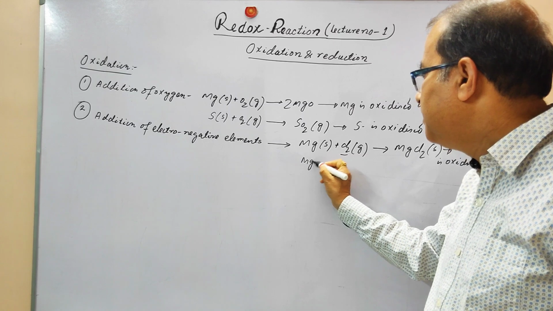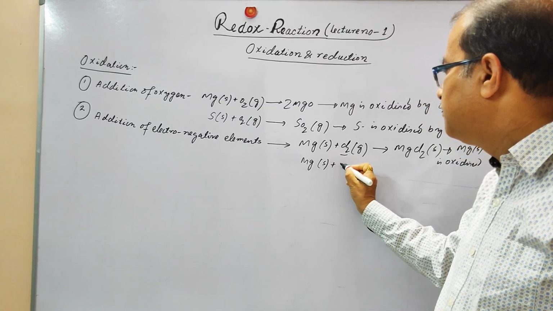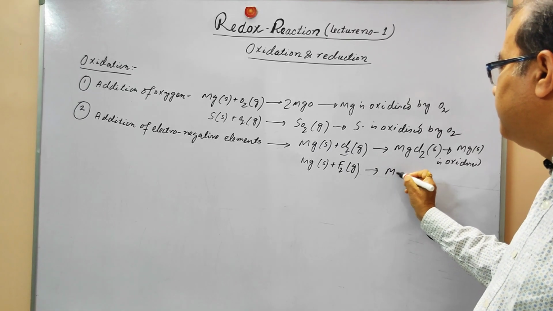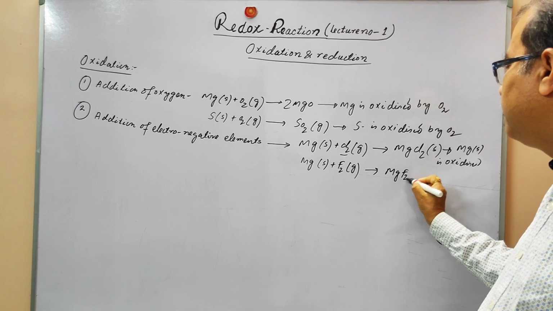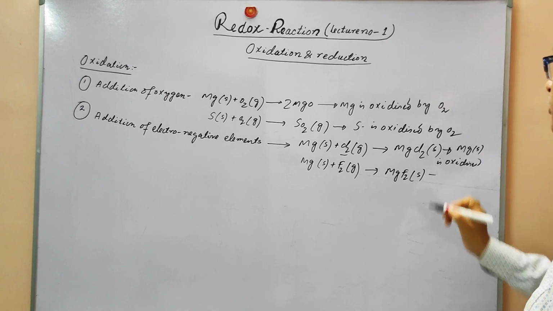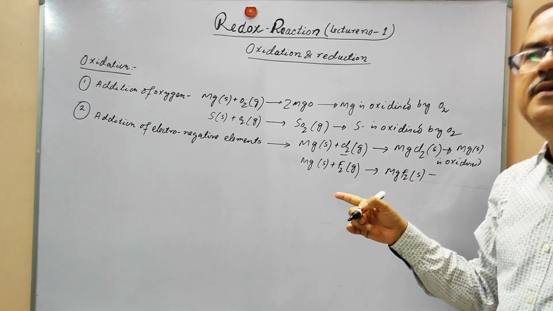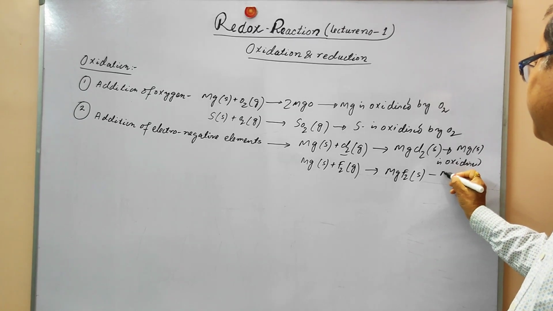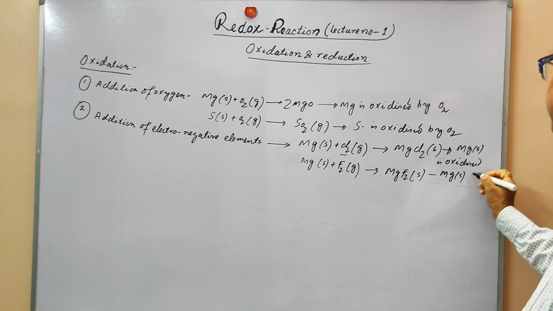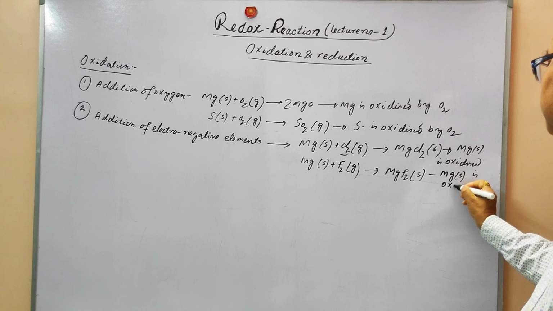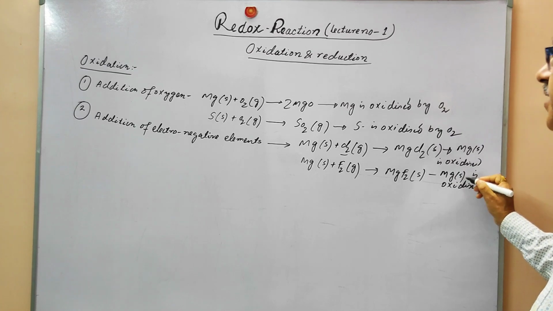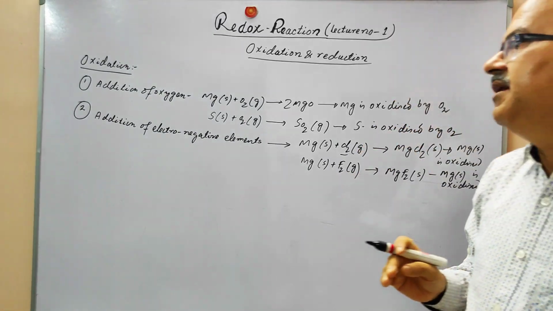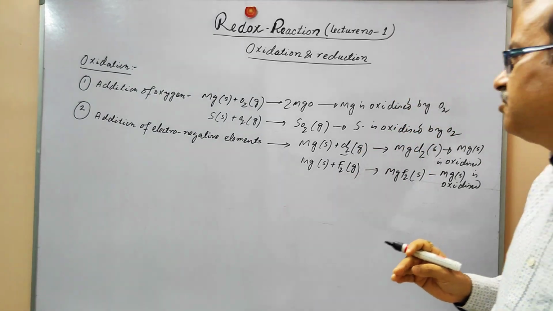Another reaction we can see is magnesium plus fluorine. It produces magnesium fluoride solid, and you can see that fluorine is an electronegative element attached to the magnesium. That is why magnesium solid is oxidized. So we understand that addition of oxygen and addition of electronegative elements, both we call oxidation reactions.